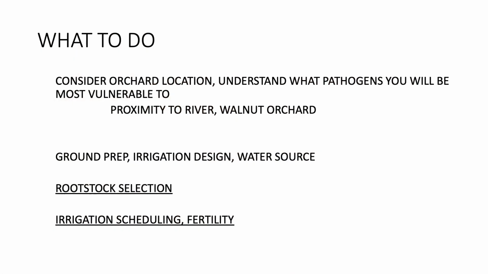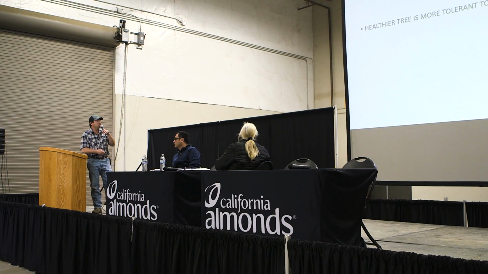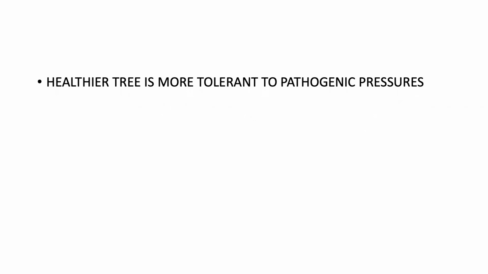We'll just say that. So before you plant an orchard, I would consider proximities to river, to walnut orchards. Those have a tremendously high load of Botryosphaeria that can blow into orchards. The reason I kind of put ground prep, irrigation design, water source, rootstock selection, irrigation scheduling, and fertility, some of the best orchards I see, it's all about keeping the tree healthier. So your tree has natural responses to ward off pathogens. So I encourage everybody to do a good job with their rootstock selections and keeping your trees healthy.